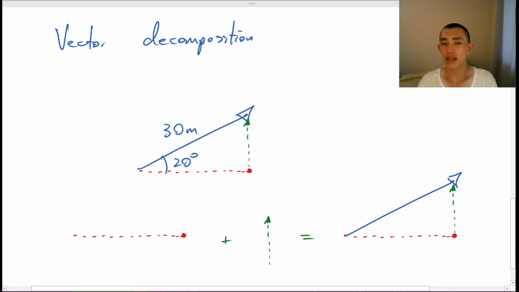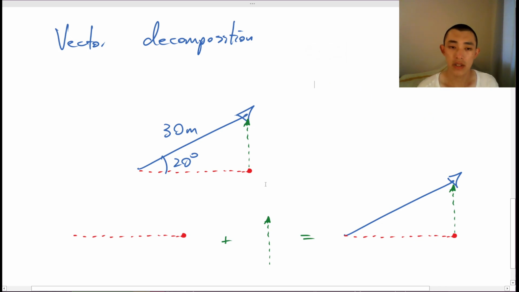We want to find these components such that when you add them, you get back the original vector, right? It's just like if you have the number 5, we want to find the components of 5, something plus something, that when you add them together again, gives you 5. In this case, it might be 3 and a 2.